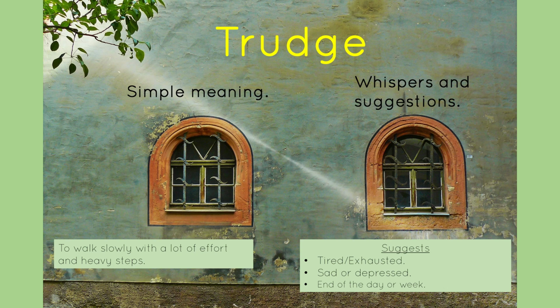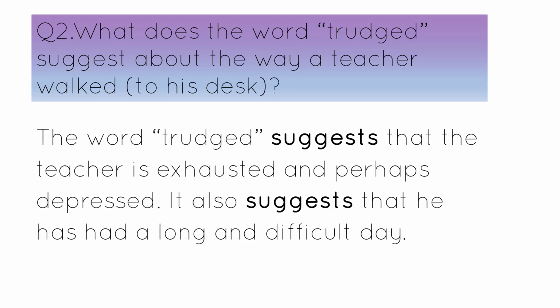It could be the end of a day, or the end of a week, or the end of a term. It could be coming up towards the Christmas holidays or summer holidays. So there's lots of suggestions. Instead of saying the teacher walked, saying the teacher trudged, and to write that answer down, you use the same format. So the word trudged suggests that the teacher is exhausted and perhaps depressed. It also suggests that he has had a long and difficult day.